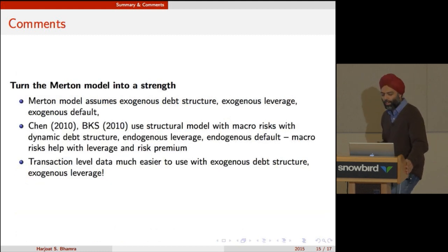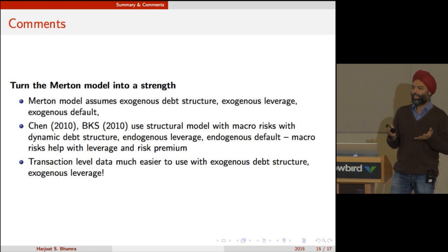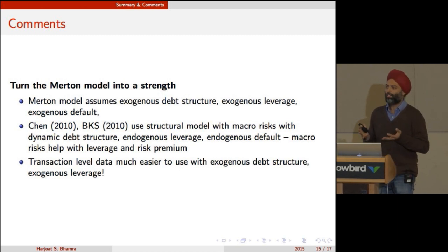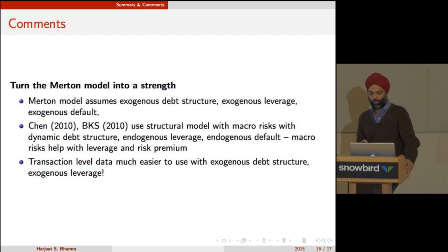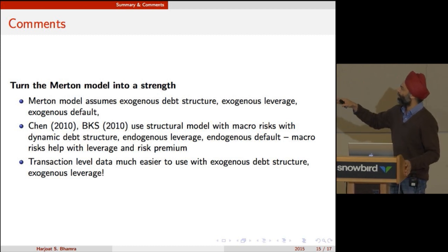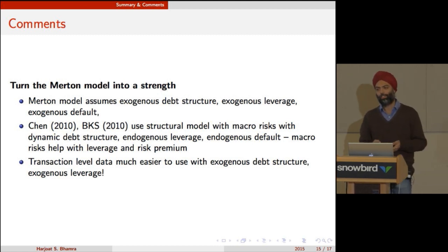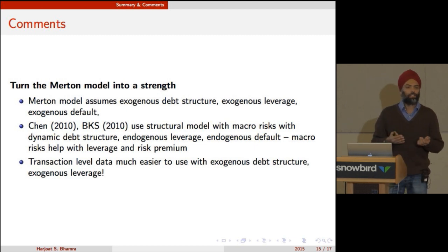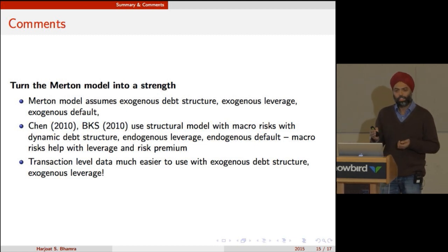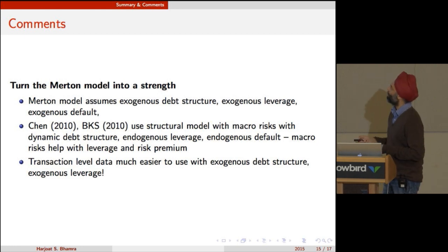So further comments. Some people would say the Merton model is a very simple model. People have used the same ideas to resolve the credit spread puzzle with more complicated models. Well, actually, you can turn this into a strength. In the more complicated models that I've worked with, and also Hui Chen has worked with, you've got endogenous leverage, dynamic debt structure, endogenous defaults, and it's very difficult then to fit that to transaction-level data. It's much easier with the Merton model.